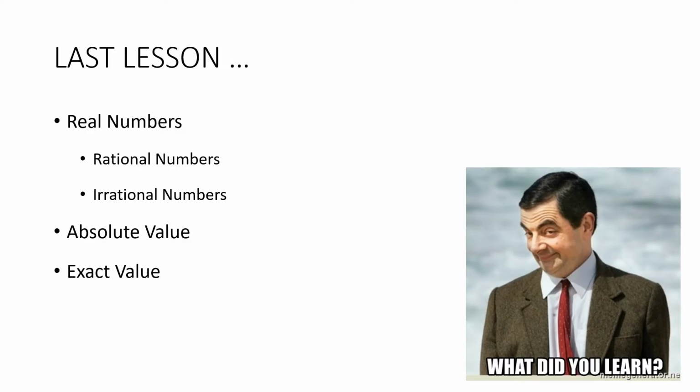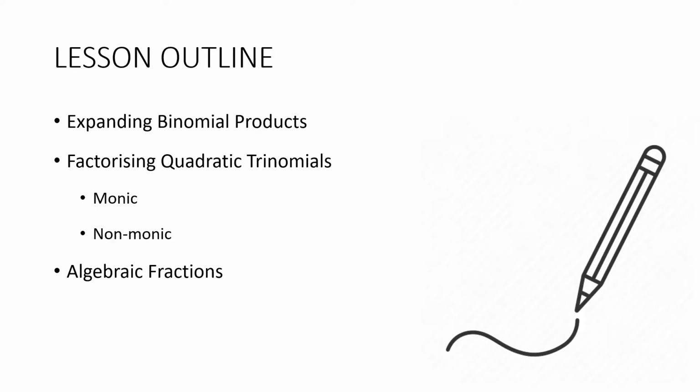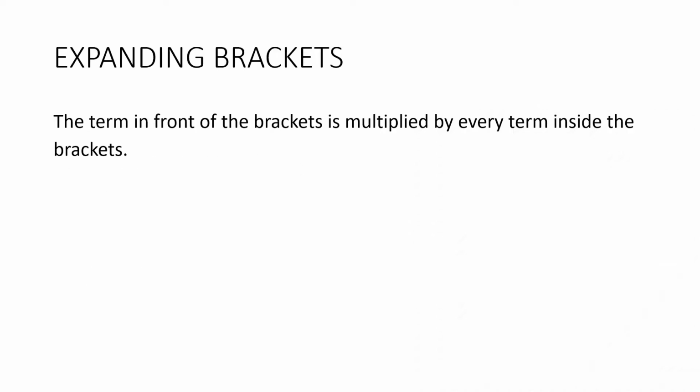So last lesson we learnt about real numbers, rational numbers and irrational numbers, and we covered absolute value and exact value. So we've got quite a bit to get through. We're going to look at expanding binomial products, factorising quadratic trinomials, both the monic type and the non-monic, and then we'll finish off with algebraic fractions.